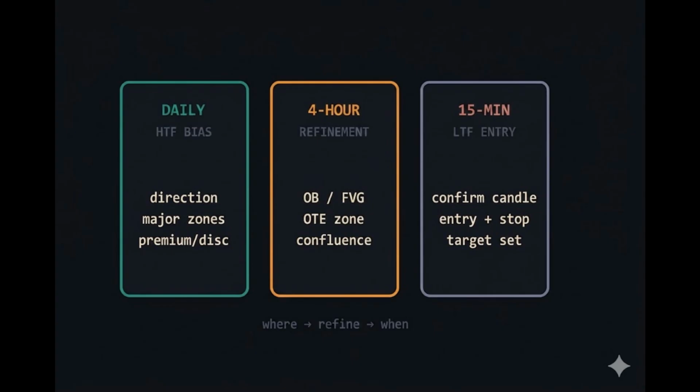Most retail traders look at one time frame and try to trade everything they see on it. Institutional traders use higher time frames to define the context, the direction, the key levels, the major zones, and only drop to lower time frames to time their execution. The HTF tells you where. The LTF tells you when. Both are mandatory. Neither works without the other.